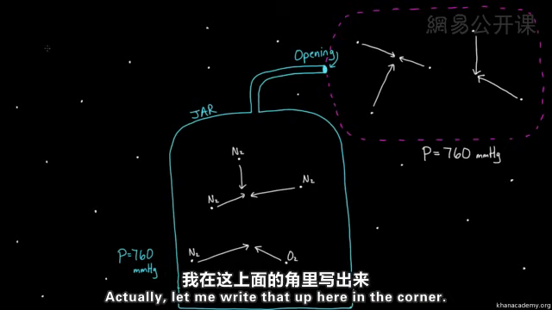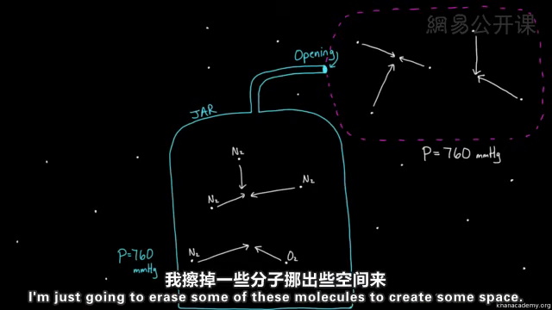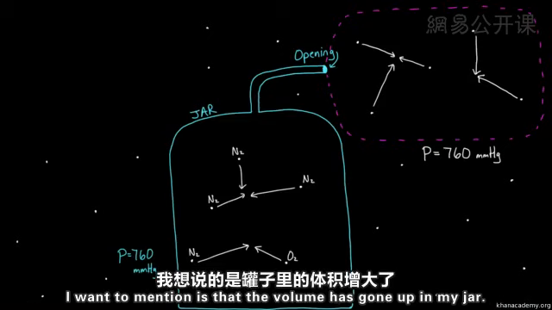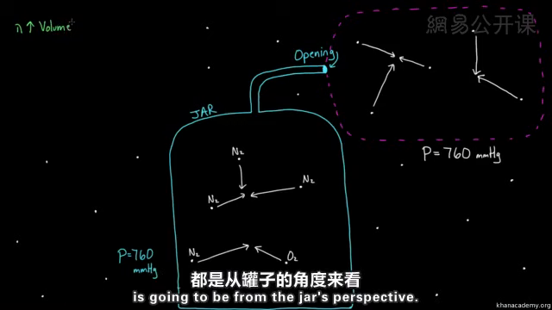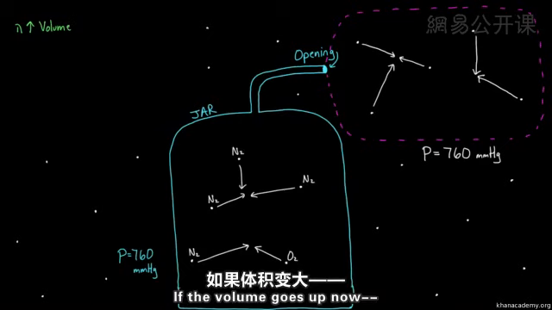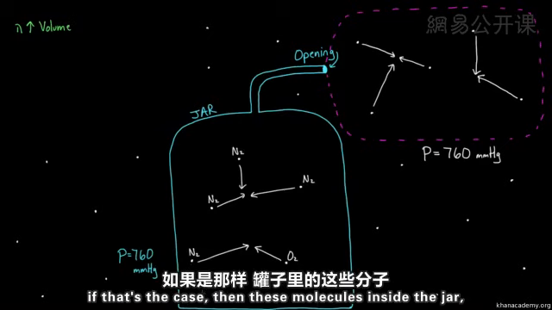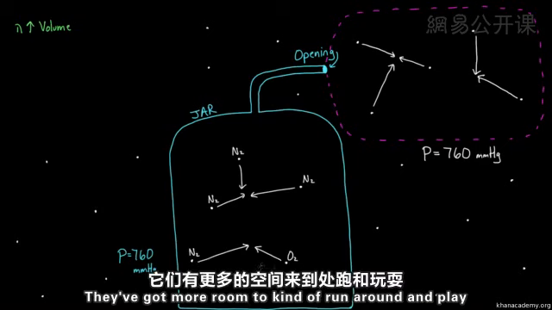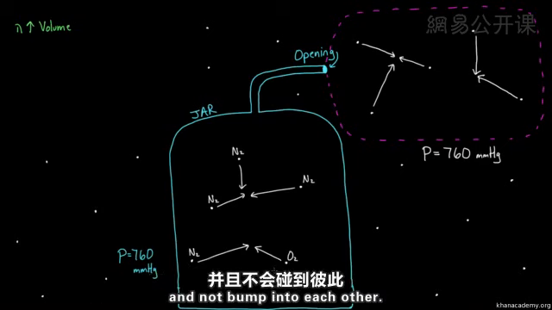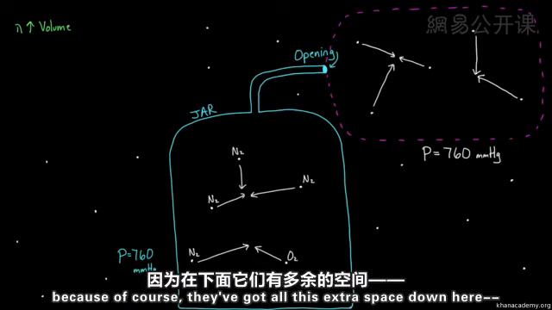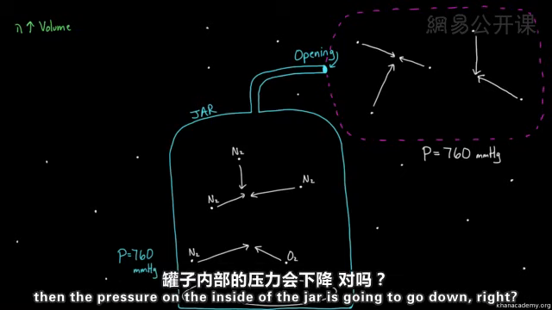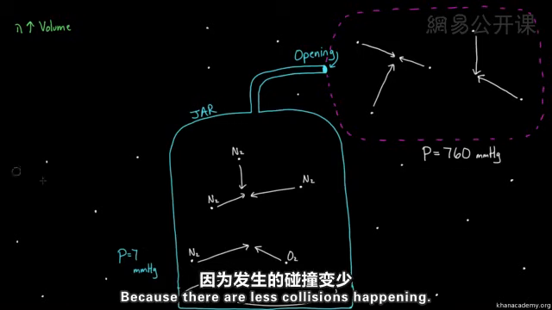Actually, let me write that up here in the corner. I'm just going to erase some of these molecules to create some space. And the first thing I want to mention is that the volume has gone up in my jar. So all of the green stuff I write in the corner is going to be from the jar's perspective. If the volume goes up, then these molecules inside the jar, they're excited. They've got more room to run around and play and not bump into each other. So if they're not bumping into each other as much, because of course they've got all this extra space down here, then the pressure on the inside of the jar is going to go down, right? Because there are fewer collisions happening.